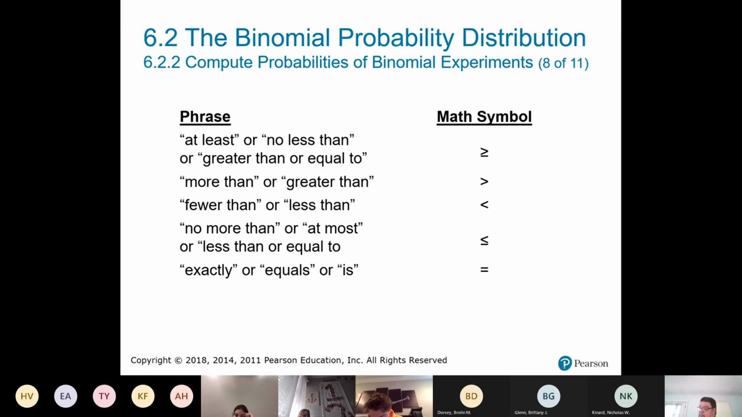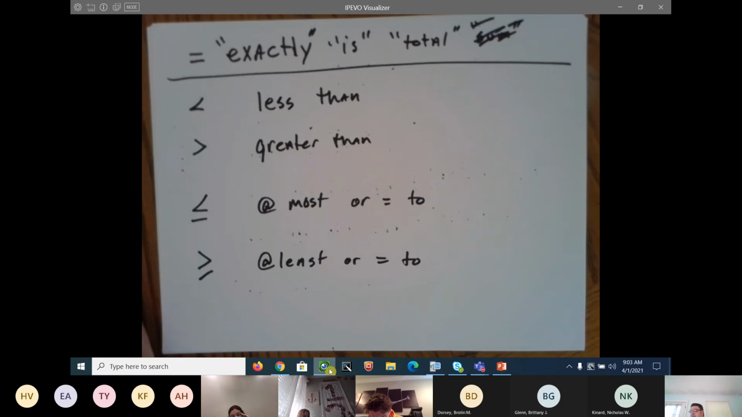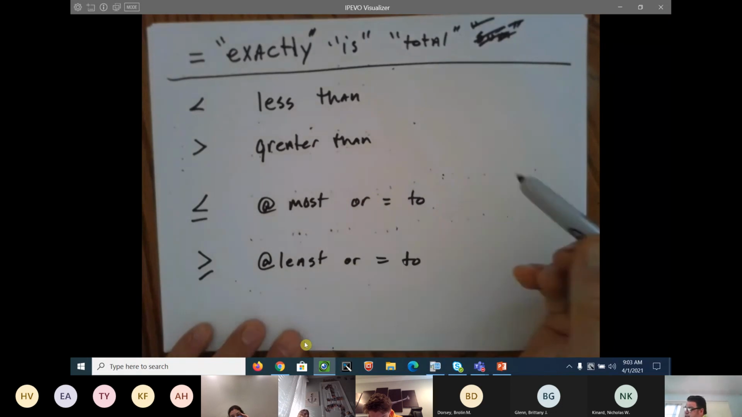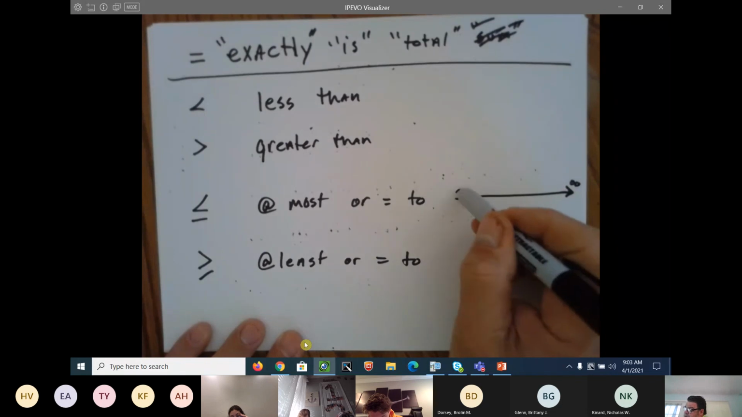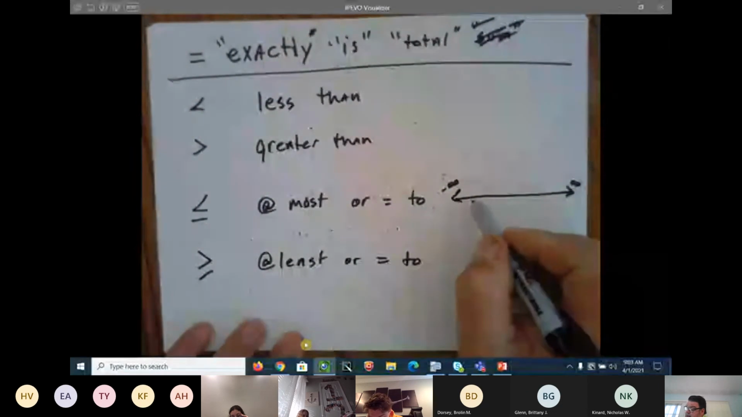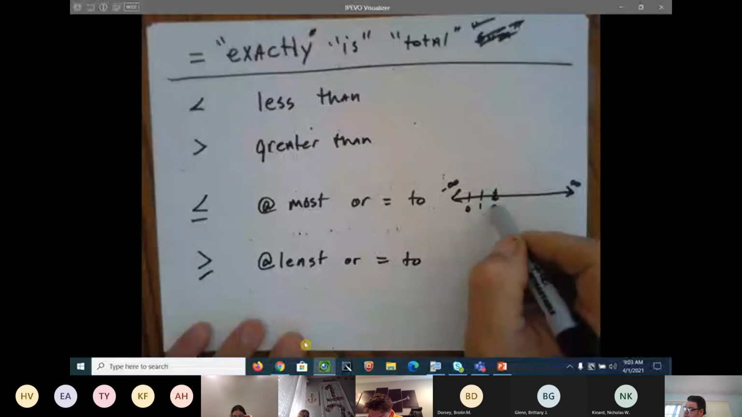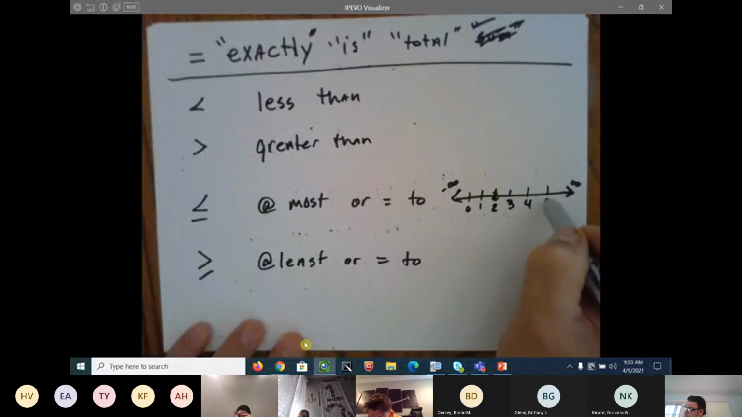All right. Now, I'm just going to remind you with a number line what at most and at least means, because it's very important that you understand that. At most, that's positive infinity, that's negative infinity. So at most means 0, 1, 2, 3, 4, 5.